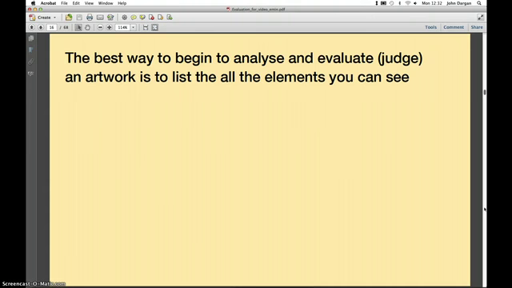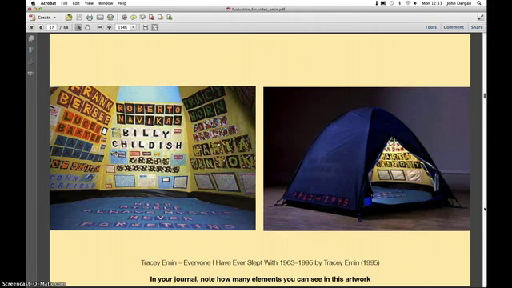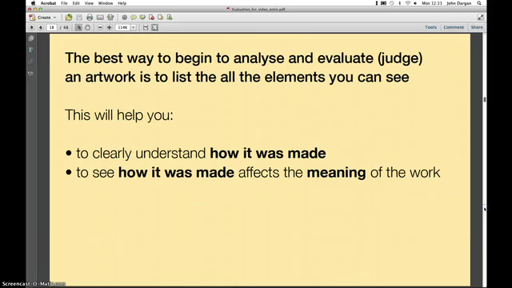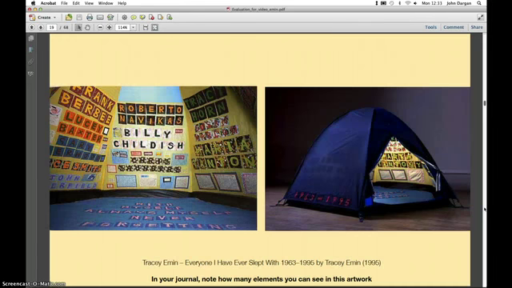So the best way to begin to analyse and evaluate, to judge an artwork, is to list all of the elements you see. This will help you understand how it was made. That's very important, because how it was made, or what it was made with, more to the point, can affect what the work means. But understanding how something was made helps you just understand the piece.